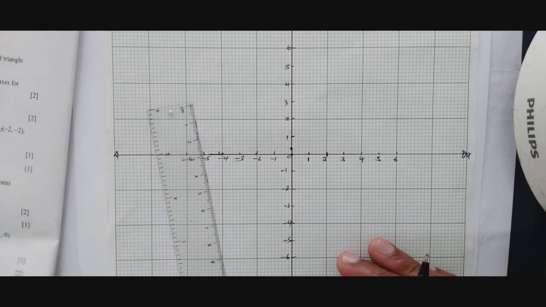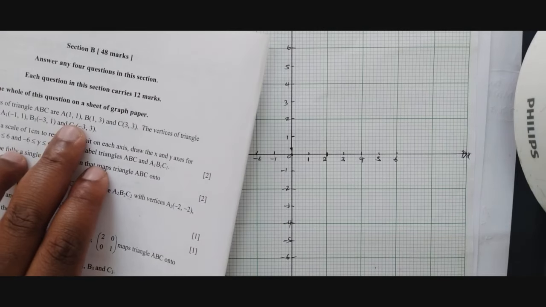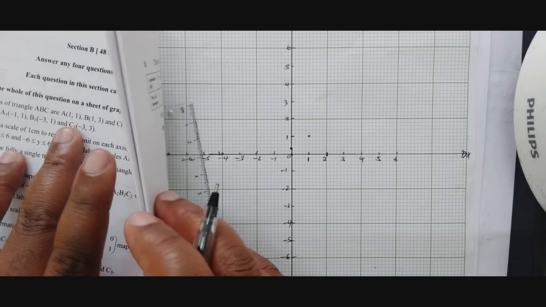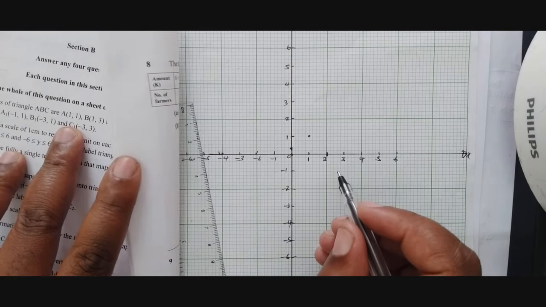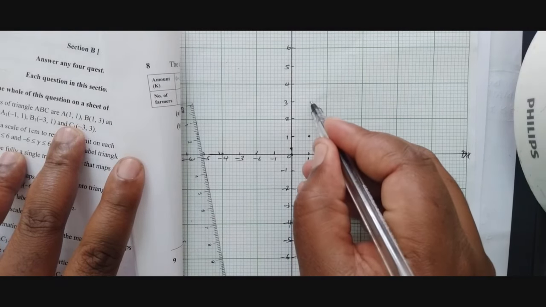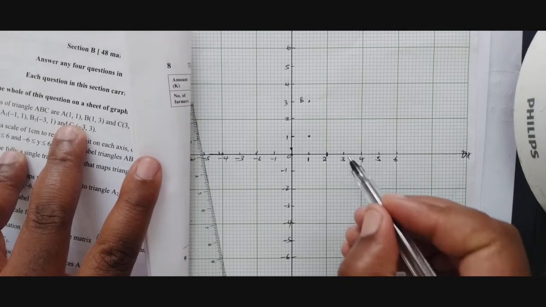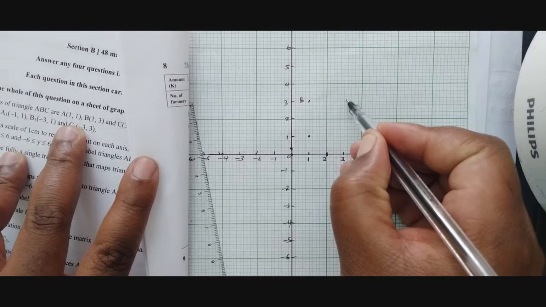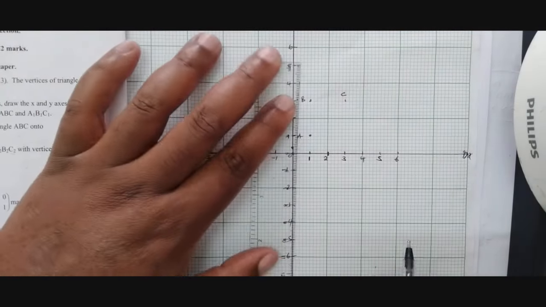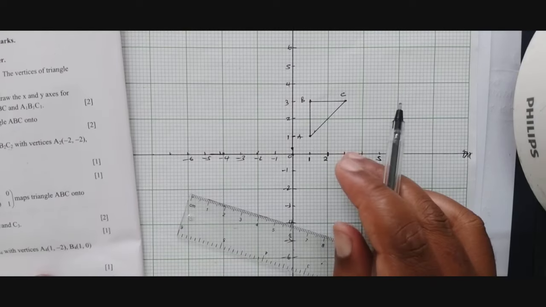So now we begin to plot. The first one is the 1, 1. Alright, x is 1, y is 1. The next one is the 1, 3. X is 1, y is 3, somewhere here. This is B. The next one is the 3, 3. 3 here, you move up to here, and that is our C. This is A. You join. So this is what you are going to get after joining.